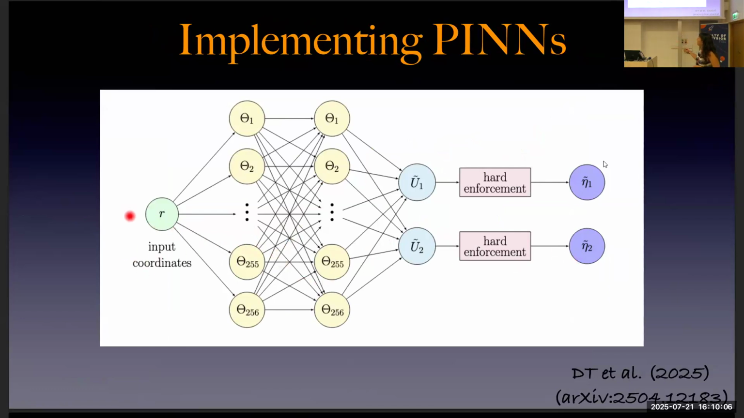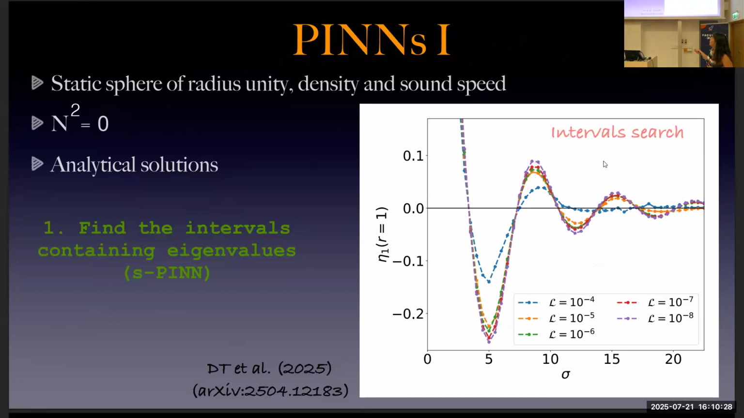We have 1 input node, and then we have 2 layers of 256 neurons each, and then we impose our boundary conditions through the form of hard enforcement. Now, in this case, we consider the case that we have the Brunt-Väisälä frequency 0, and we actually have a static sphere of radius, density, and sound speed equal to unity for simplicity. So we chose this test because it has analytical solutions again.